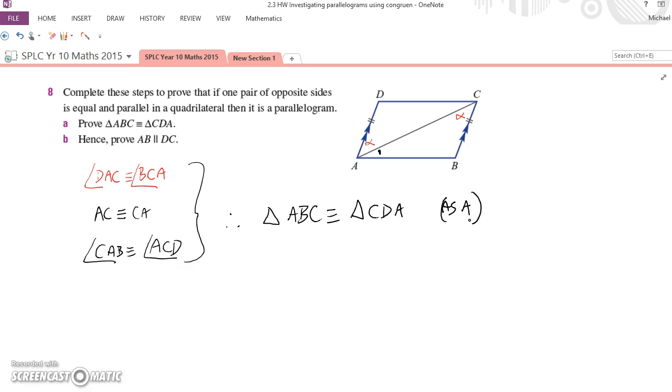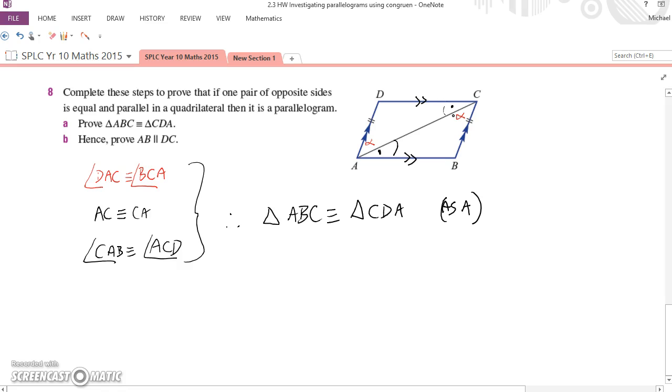Alright, hence prove that AB is parallel to DC. Well, proving that those triangles are equal, oh, I didn't label in that dot there. Given that those angles are equal, then these sides must also be parallel, as we have two pairs of alternate angles there. We have alternate angle there and there. That's a pair of alternate angles, which would make those other two parallel.